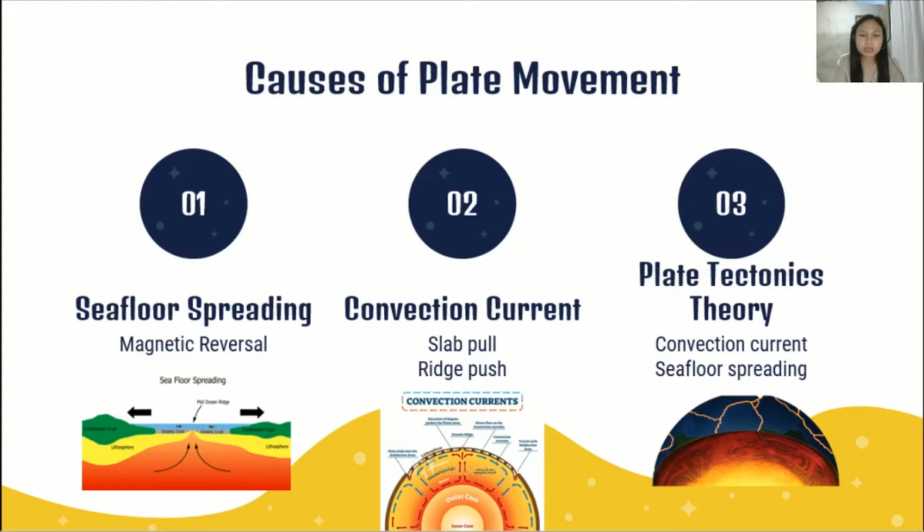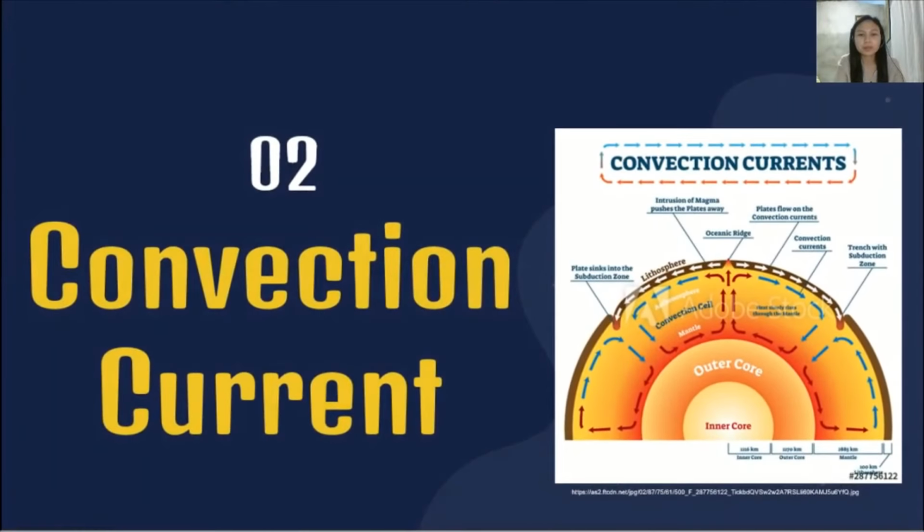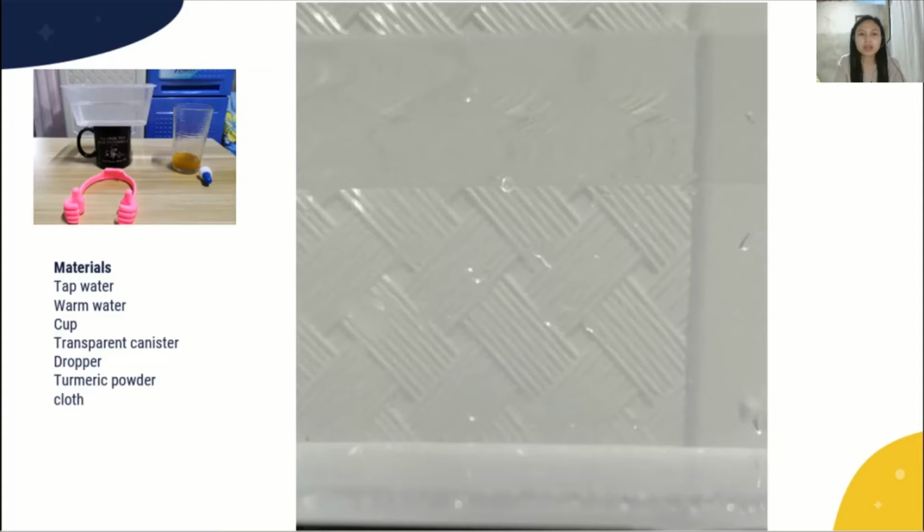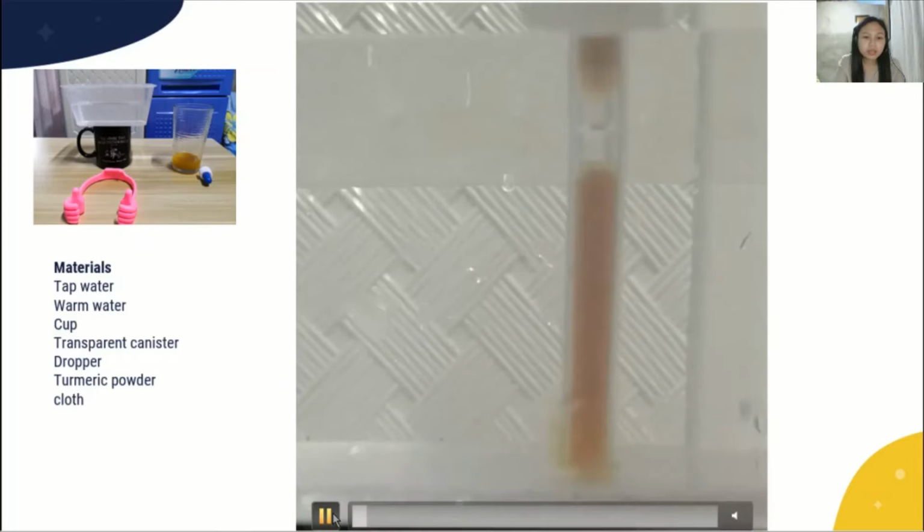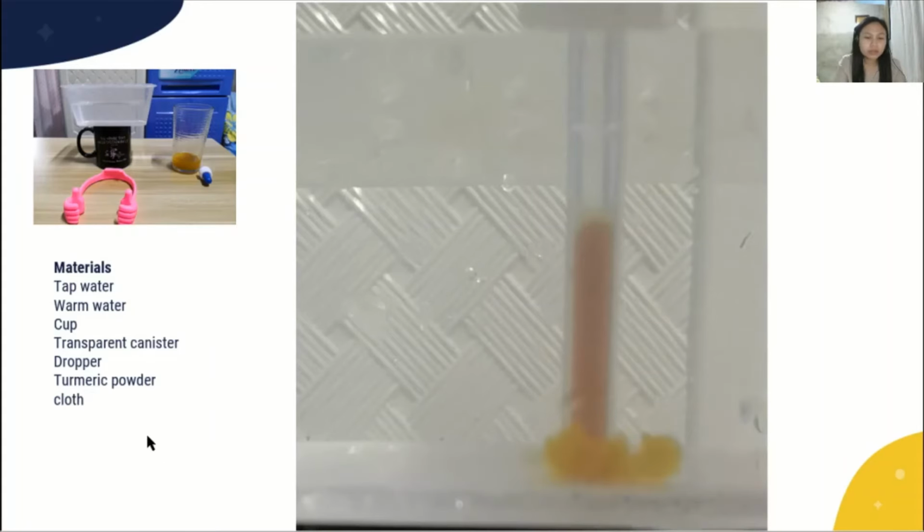So let's proceed with convection current. I have here a sample activity. Here we have the materials. We have tap water and warm water. We have the cup. We have a transparent canister. We have a dropper. We have turmeric powder. And we have a cloth. I use turmeric powder here because there is no available food color in our house.